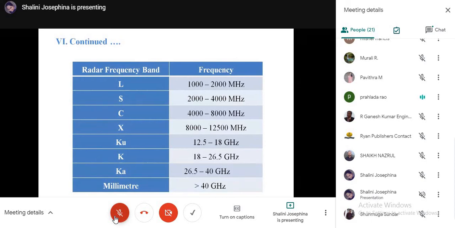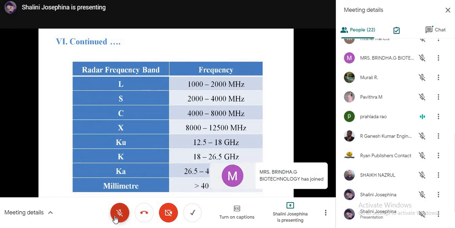Now this is your microwave frequency spectrum. These microstrip antennas are used for frequencies greater than 1 gigahertz. This frequency band is very important. Like L band ranges from 1 to 2 gigahertz, S is from 2 to 4 gigahertz, C is from 4 to 8 gigahertz, X band is in your 8 to 12.5 gigahertz.